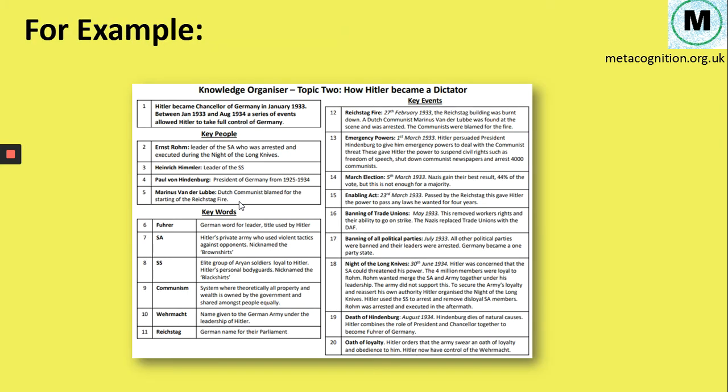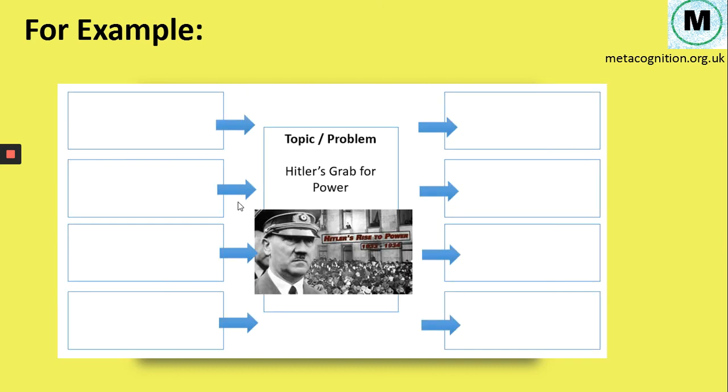So we can see here, this is what it would look like. You've got your fantastic knowledge organizer here. And by the way, this is a really good example. So you've got your knowledge organizer, and then you've got your graphic organizer. You've got your multi-flow map. You've got your event in the middle, and then you put your causes on the left, your outcomes on the right.